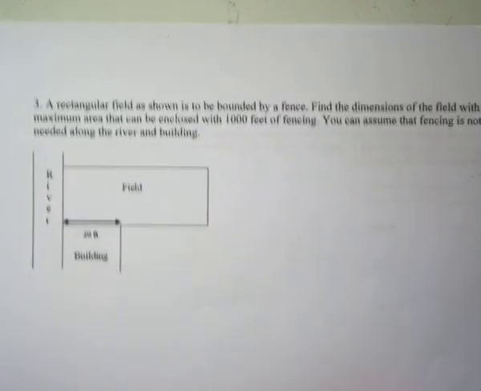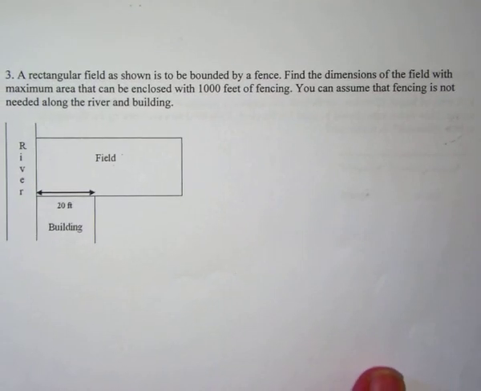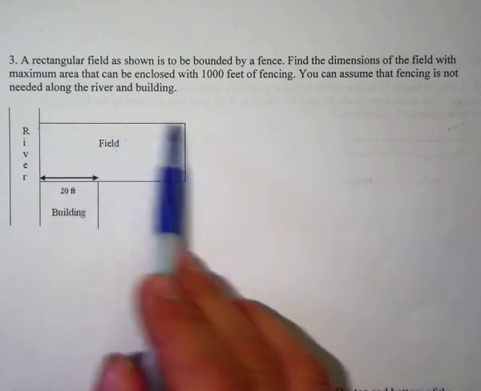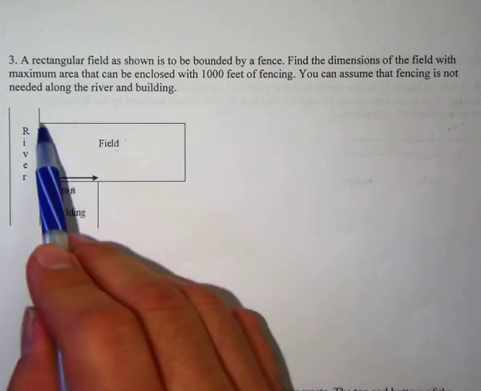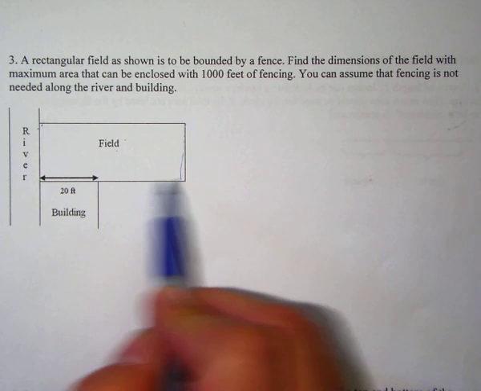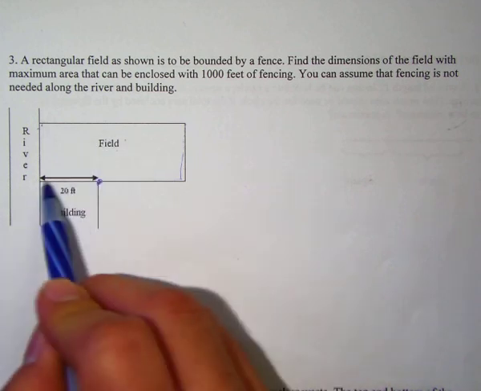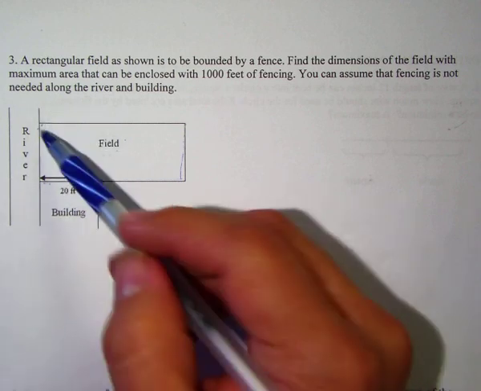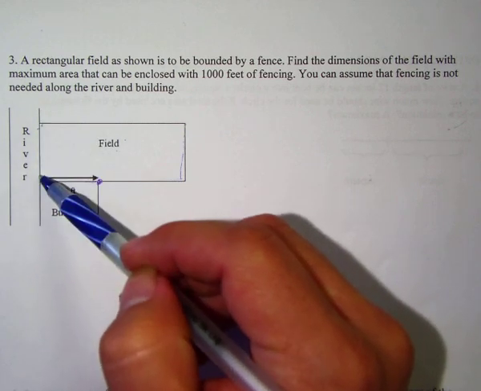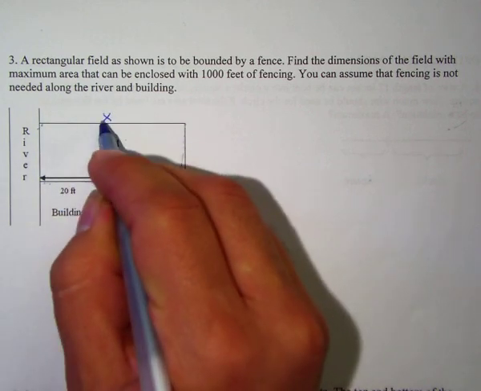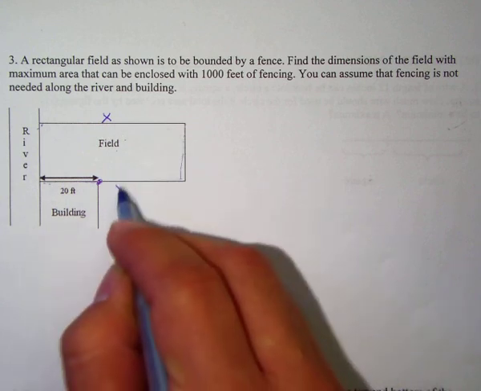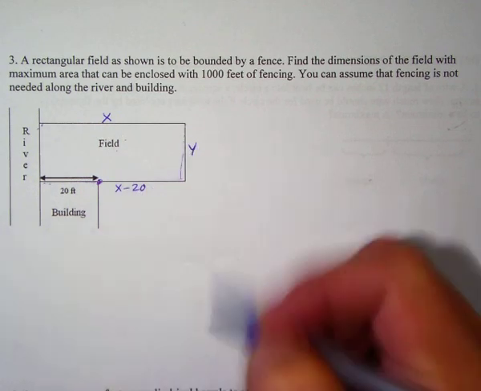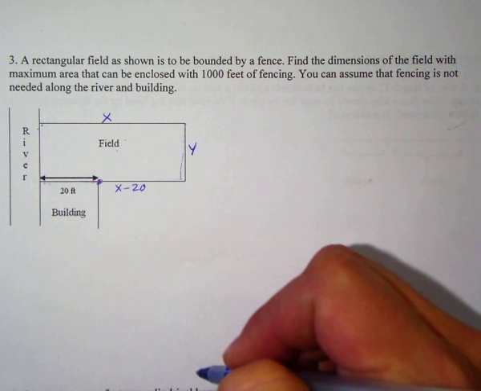Okay. So looking at our next problem here, we're looking at this rectangular field. And this field is going to be enclosed by a fence, and this fencing is only going to go up to here. This part is the building, so we don't need fence on that part of the building. And this is the river, so we don't need any fencing there. So we're going to need X amount of fencing here. We're going to need X minus 20 amount of fencing here. And we're going to need Y amount of fencing there.